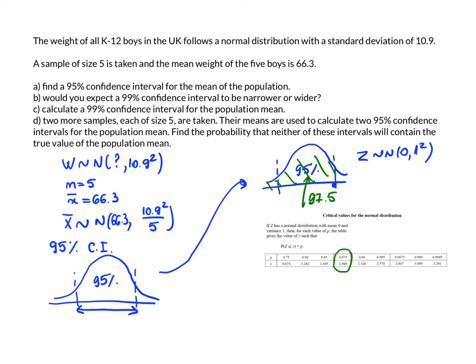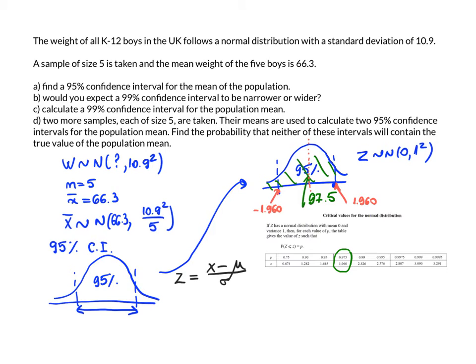Therefore, this will be 1.960, and this point here will be minus 1.960 due to the symmetry of the standardized normal distribution. It has a mean of 0. So now I need to move these values onto my initial curve, and so I'll use the formula for moving from one curve to another. So z and x are related by z equals x minus mu over sigma.